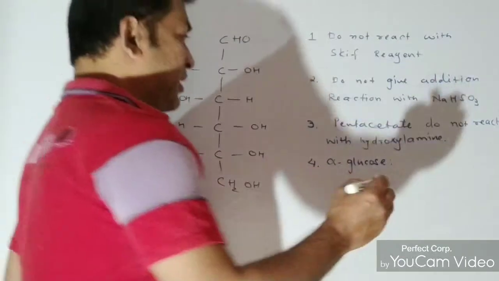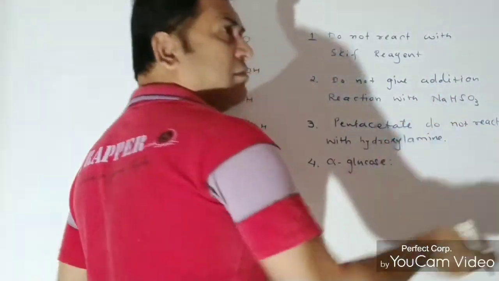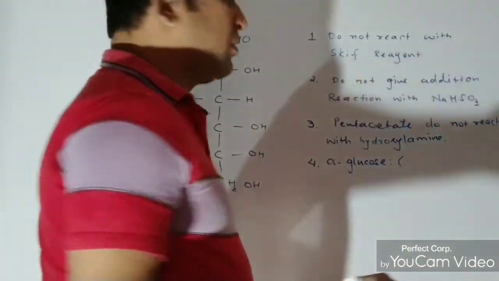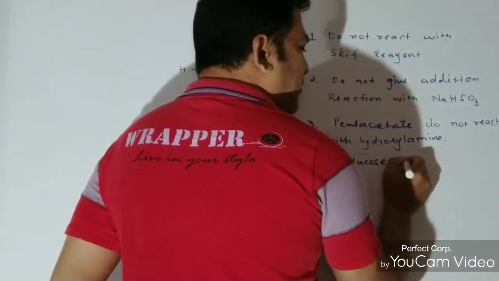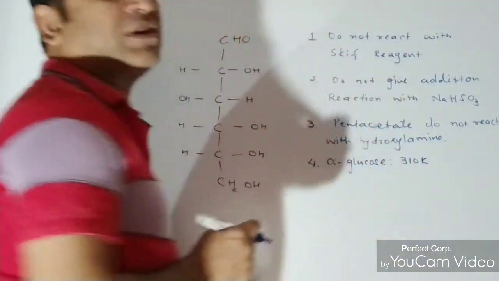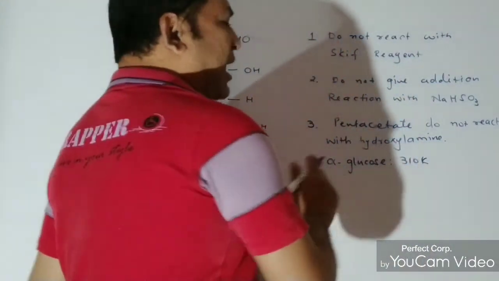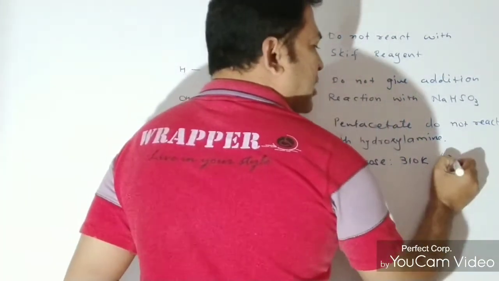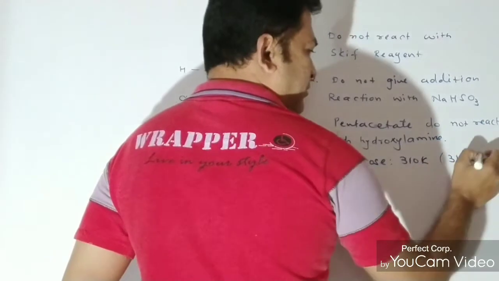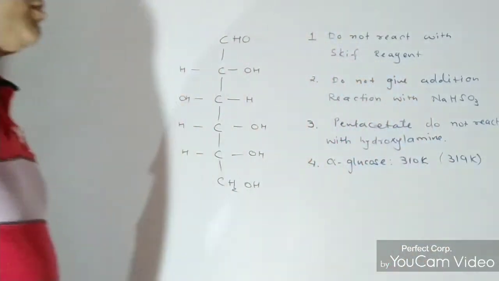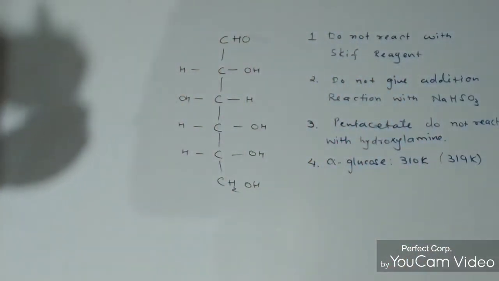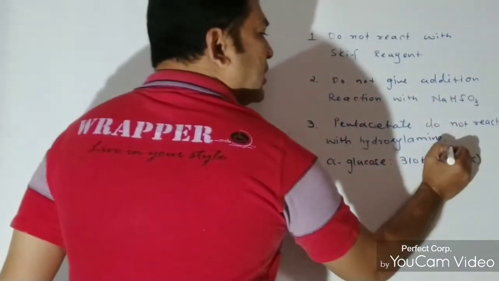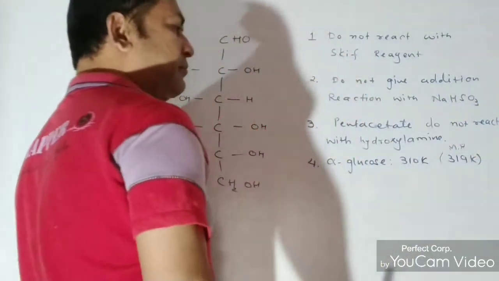One, when we heat this with a temperature of 310 Kelvin and the water is boiled out, then we get alpha glucose. How do we come to know? Because its melting point is 419 Kelvin. From that we get the idea that these are different.